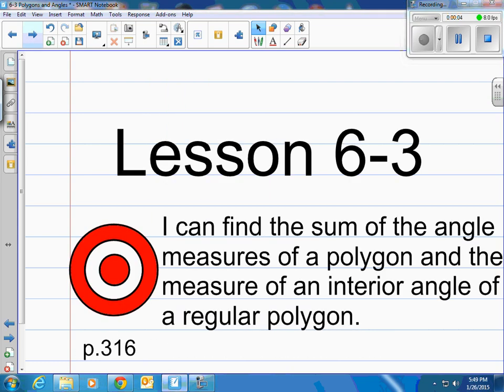Our lesson today is on 6-3 in our books on page 316. Target: I can find the sum of the angle measures of a polygon and the measure of an interior angle of a regular polygon. Step 1, understand what a polygon is.